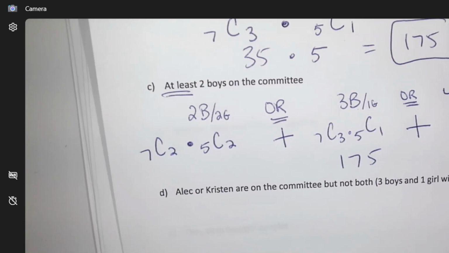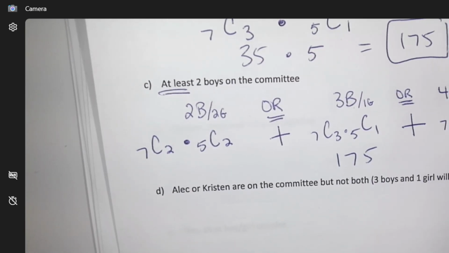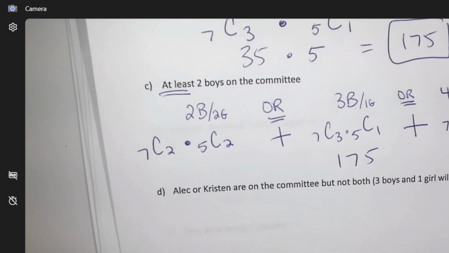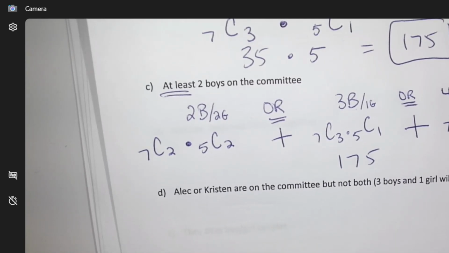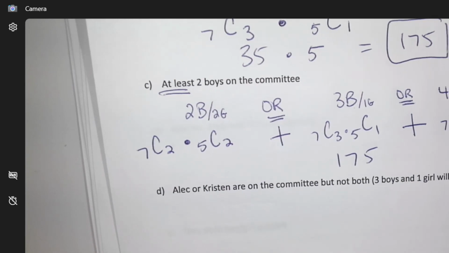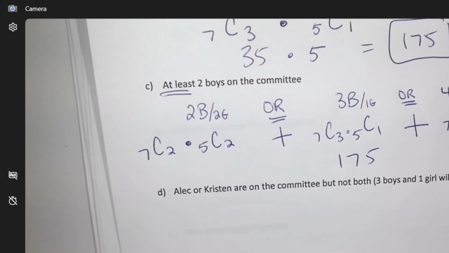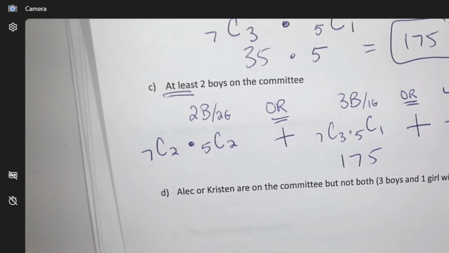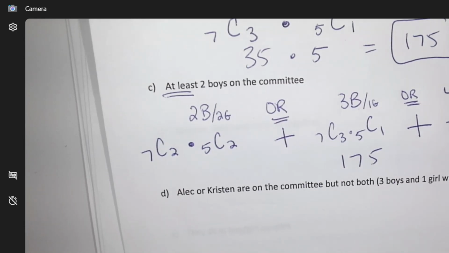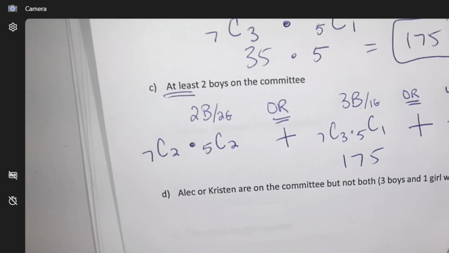Or, so another add sign. 7 choose 4. So that's how many boys. And then 5 choose 0. Or you don't even have to technically write that if you don't want to write it as well, because the value of that is just going to be 1.